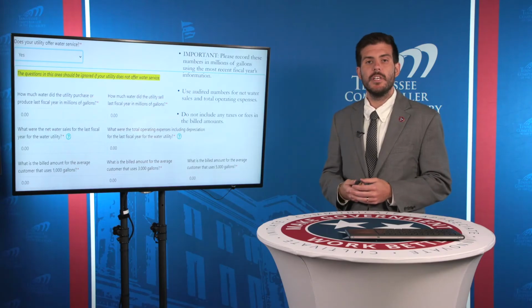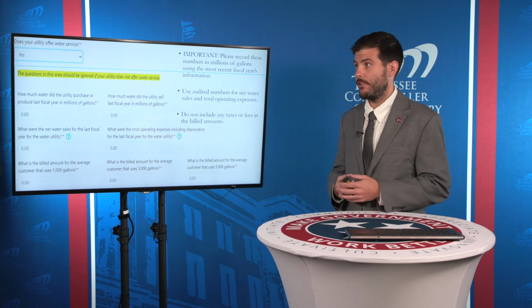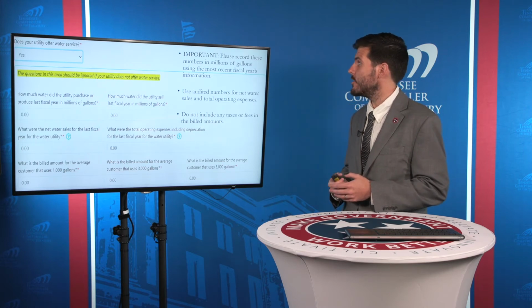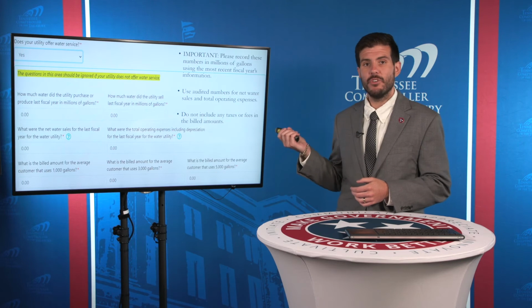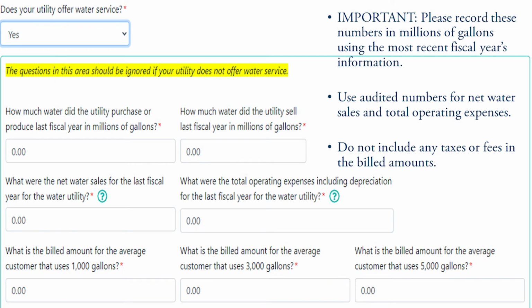The first type of utility that we ask about is whether or not you offer drinking water as part of your utility. So if you answer yes, you're going to have to enter more information regarding your water utility. First, please record the first 2 values, which are how much water did the utility purchase or produce last fiscal year in millions of gallons, and how much water did the utility sell last fiscal year in millions of gallons.